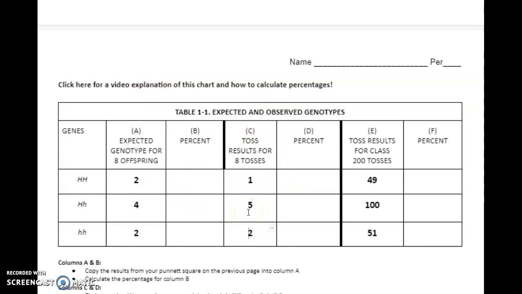And then our goal in this lab is to figure out, if we have more coin tosses, what does that do to our data? So if we combine all of our class results, everybody who flipped coins, what do we have for data? So I have that here. And again, you're going to find the percent. Okay, so 49 divided by here, we have 200 times 100. 100 divided by 200 times 100.